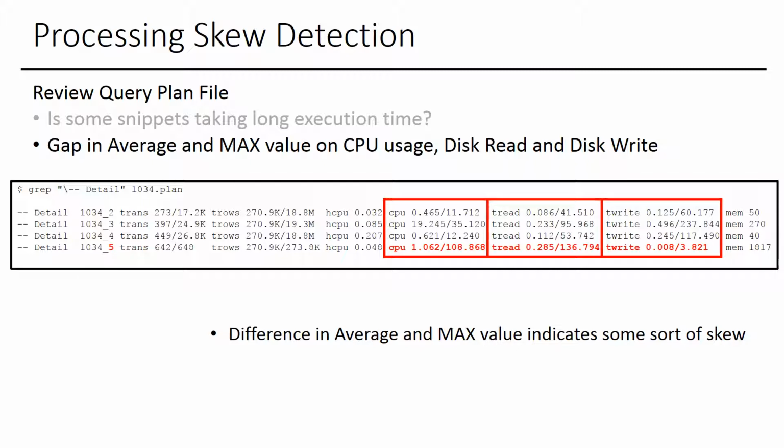Anytime you see a difference between average and max value, it indicates some SPUs are working harder than others because of processing skew. In this example, all 4 snippets show some difference in average and max value with CPU, tread, and twrite, but snippet 5 has the biggest gap in average and max value in all 3 resource columns.